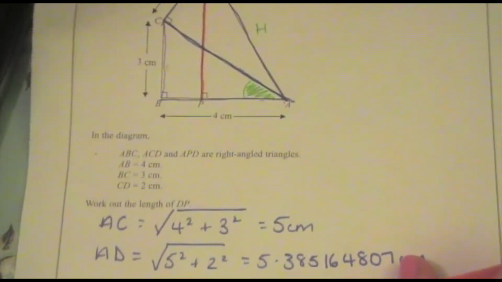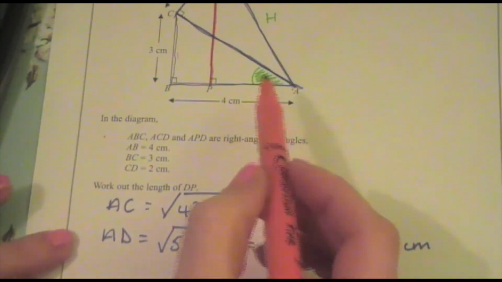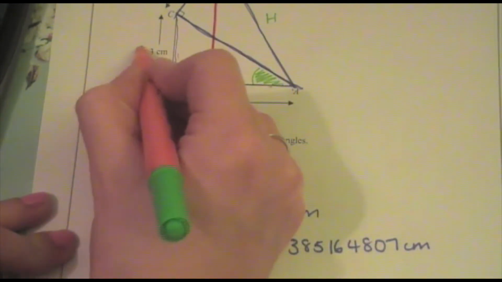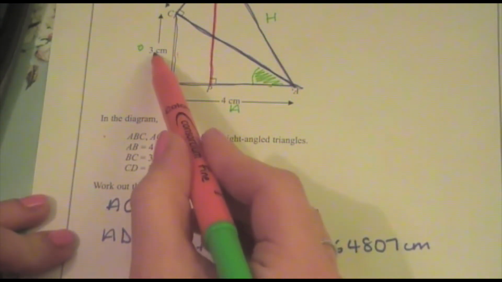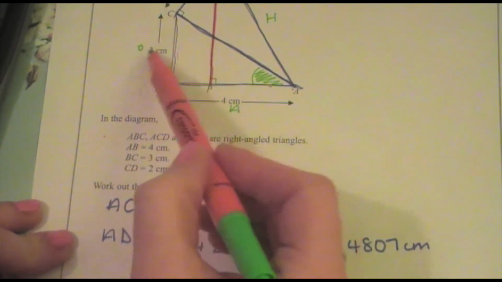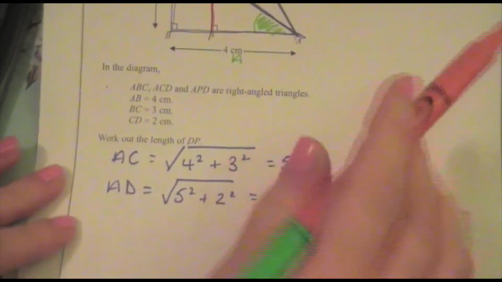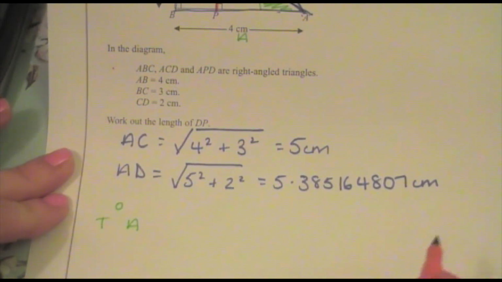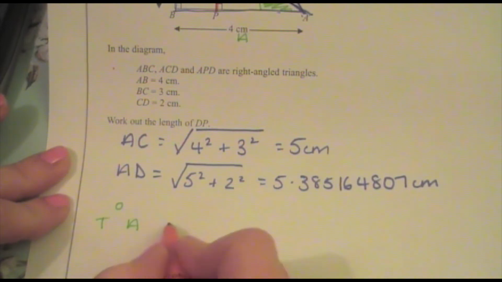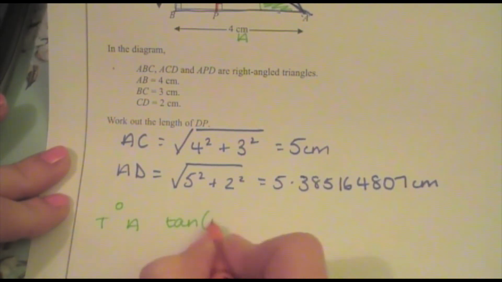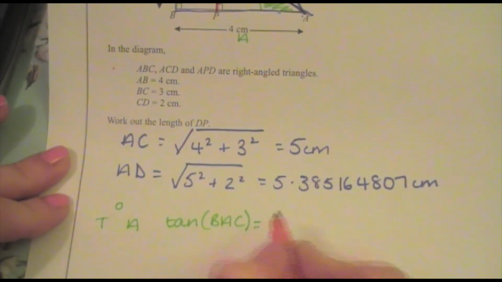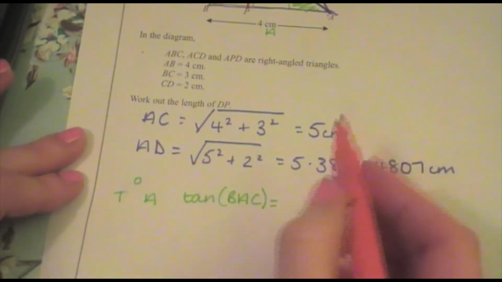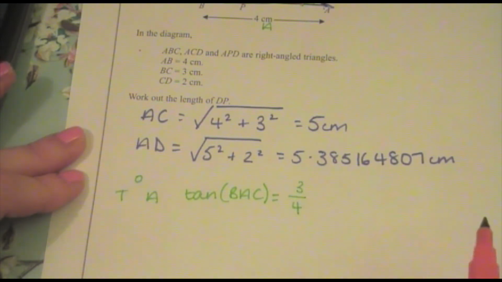Now to work out the size of angle BAC, I can use the fact that I've been given an adjacent length of 4 and an opposite length of 3. Now I'm going to use trigonometry. If I'm using the opposite and the adjacent, that means I'm going to use tan, so I'm looking at TOA. Trigonometry means that tan of the angle BAC is equal to the opposite divided by the adjacent. So in this case, 3 divided by 4.